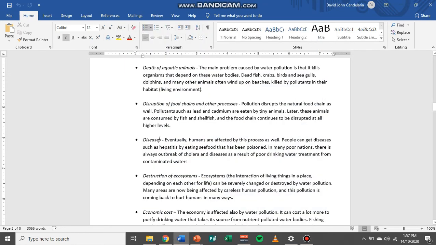Okay. So, next consequence of water pollution is yung destruction of ecosystems. Ecosystems can be severely changed or destroyed by water pollution. Many areas are now being affected by careless human pollution, and this pollution is coming back to hurt humans in many ways. So, example of this is yung chemicals from our basura na nagle-leak papunta sa ating coral beds. This causes coral bleaching or yung pagkamatay ng corals.